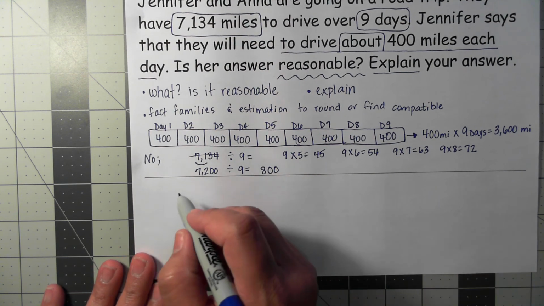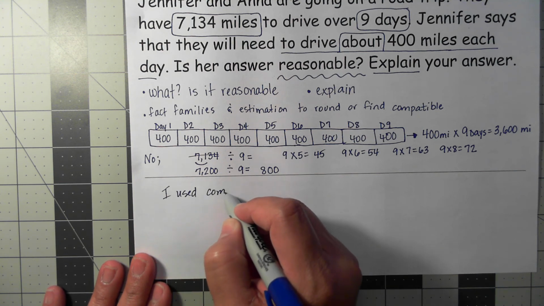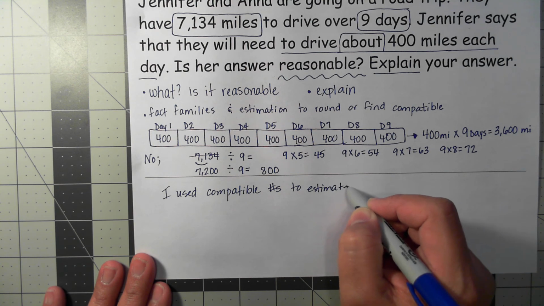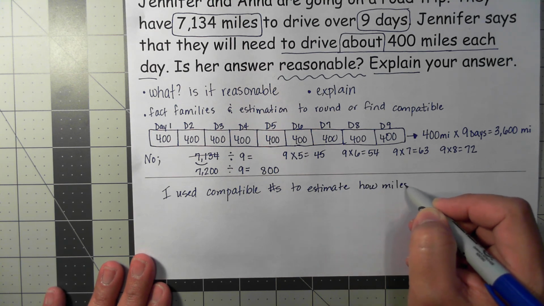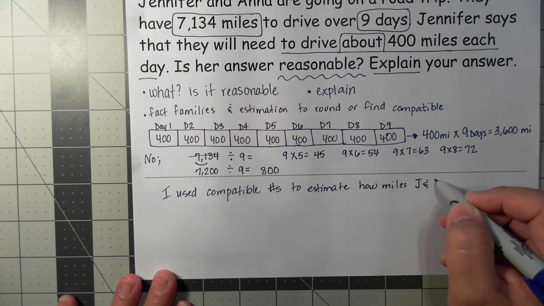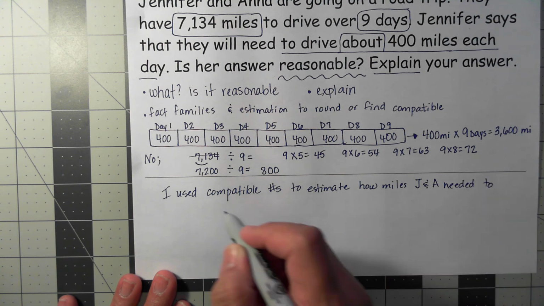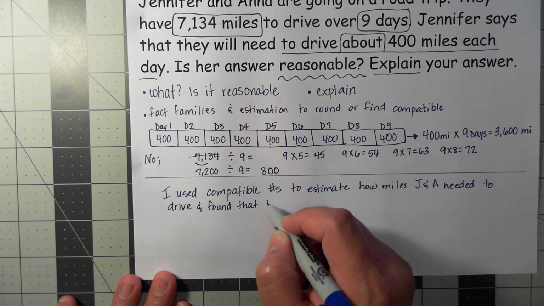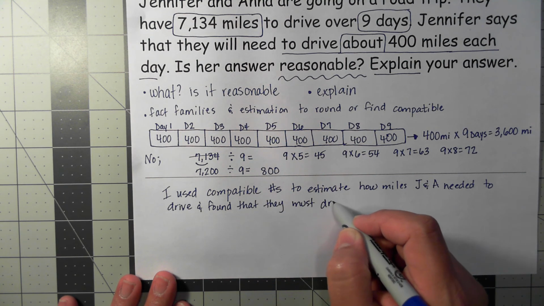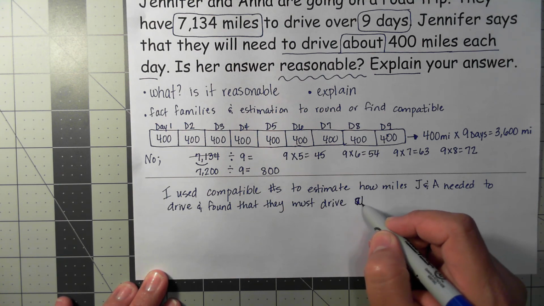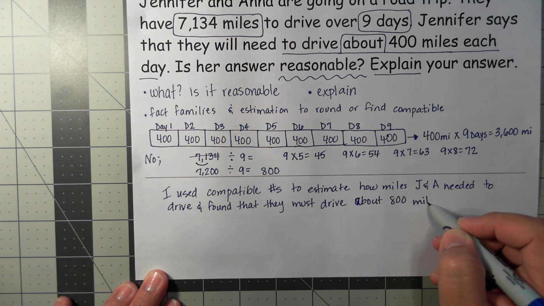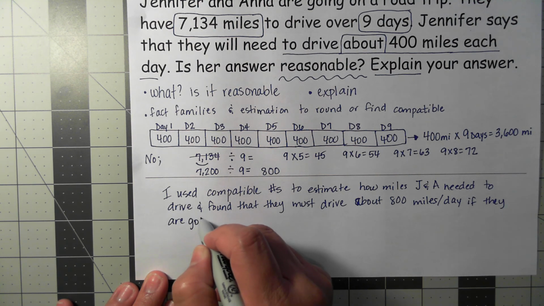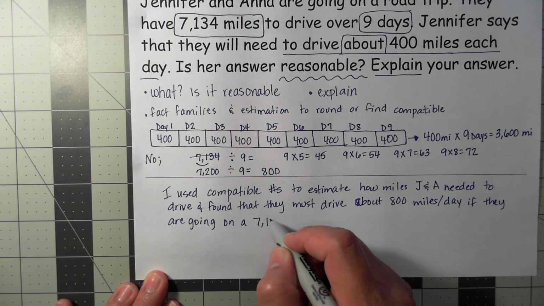So here is my explanation. This is how I make sense of it. I used compatible numbers to estimate how many miles, and it's Jennifer and Anna, so I'm going to put how many miles J and A needed to drive, and found that they must drive about 800 miles per day if they are going on a 7,134 mile trip.